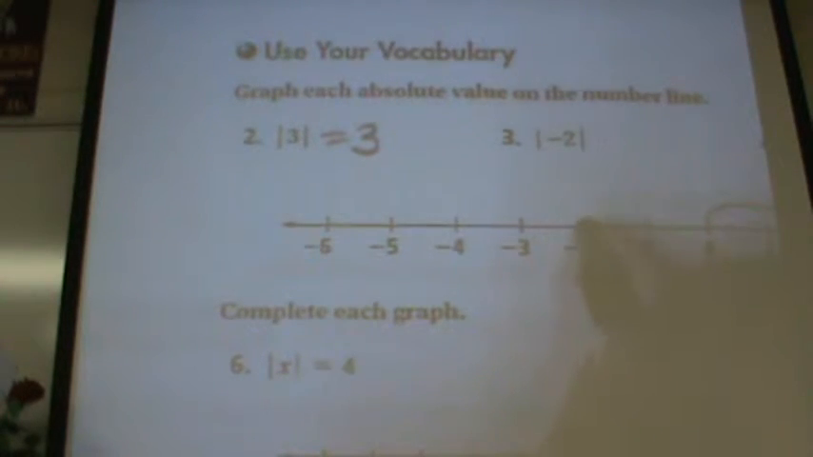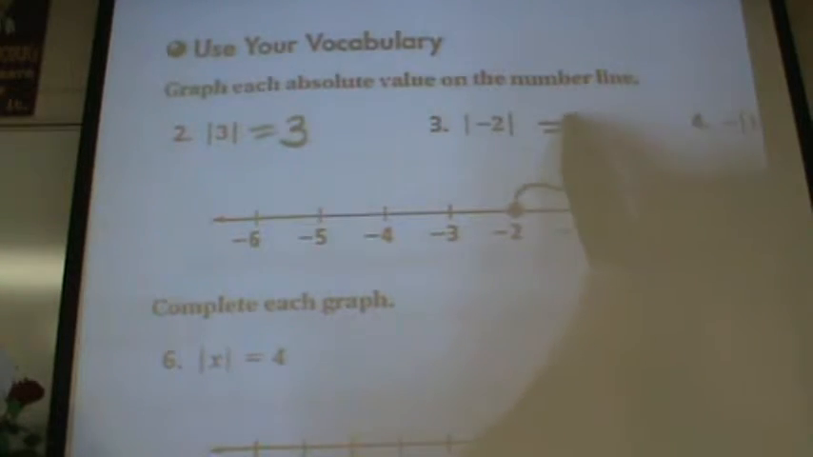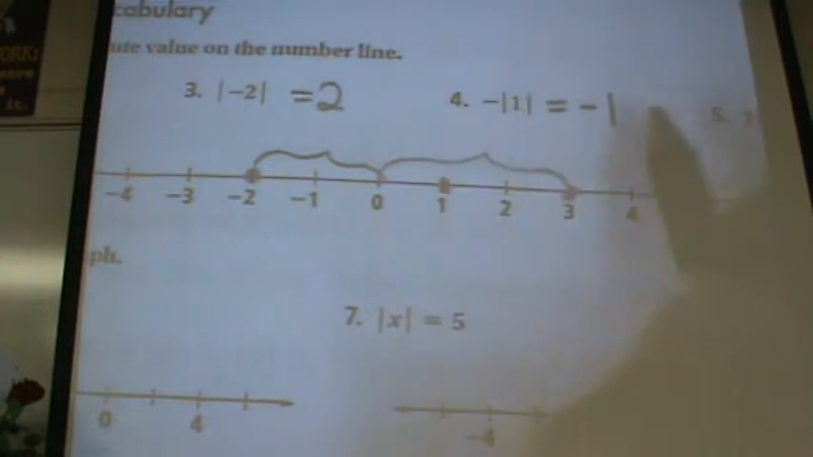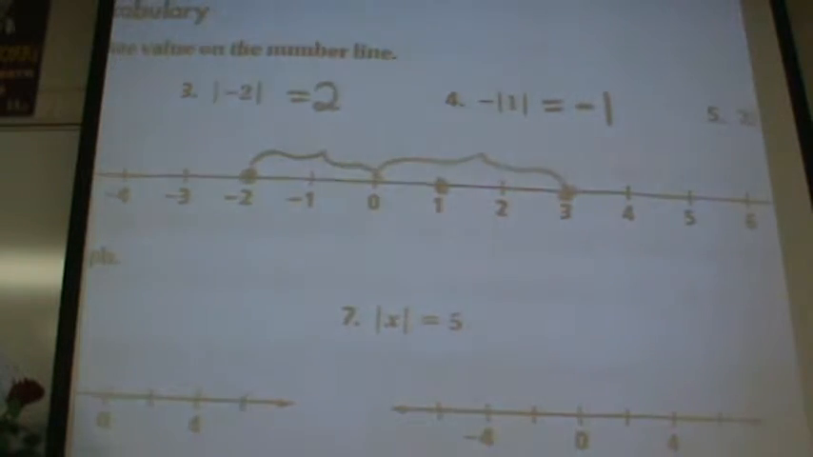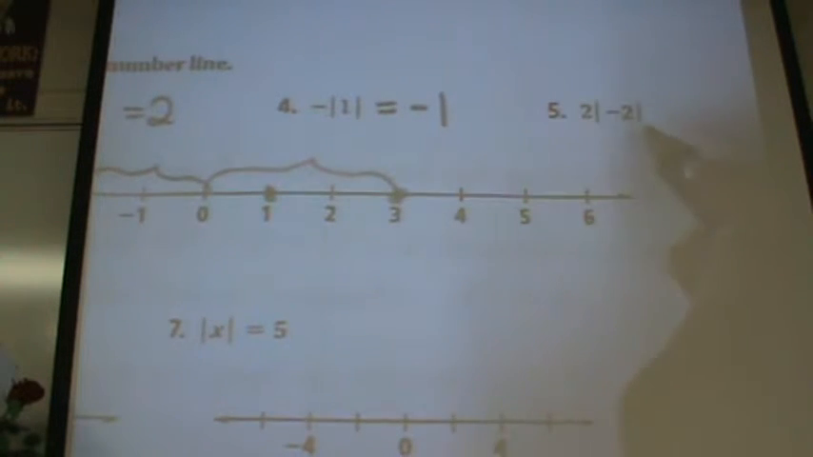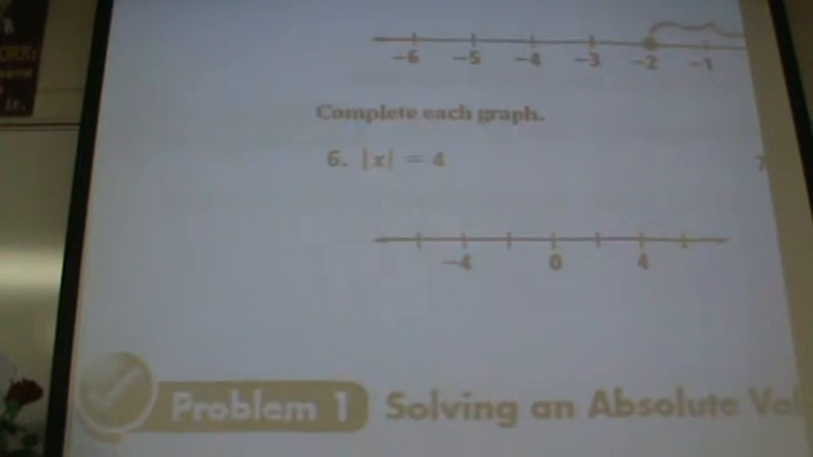Okay, where's negative 2? Here's negative 2. How many units is negative 2 away from 0? 2. Okay, this one is saying 1. How many units is 1 away from 0? 1, but then they want you to multiply that number by negative 1. Everyone got that? And then the last one, number 5. What's the absolute value of negative 2? 2. And then take that number and multiply it. Okay, good?